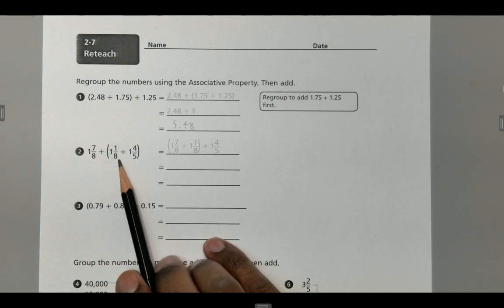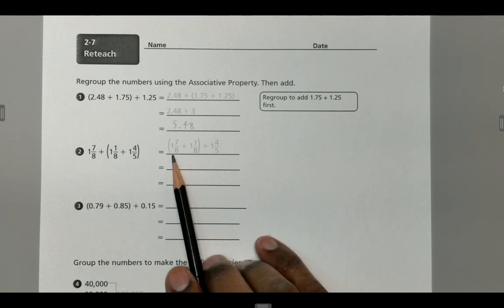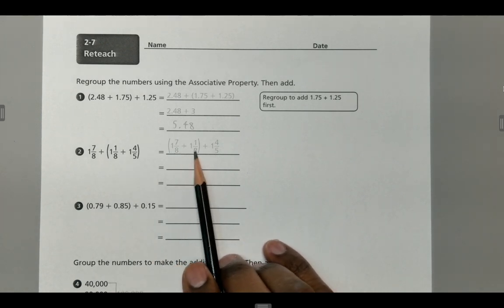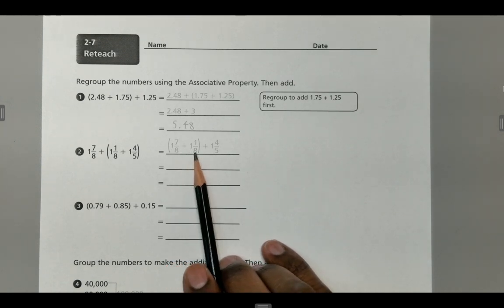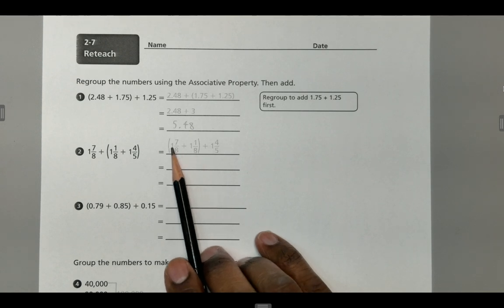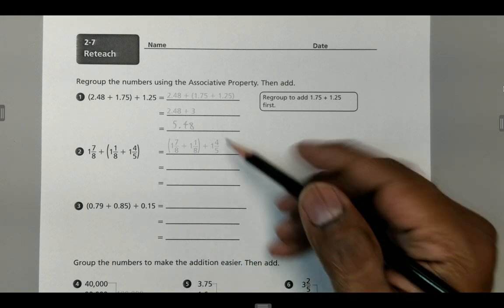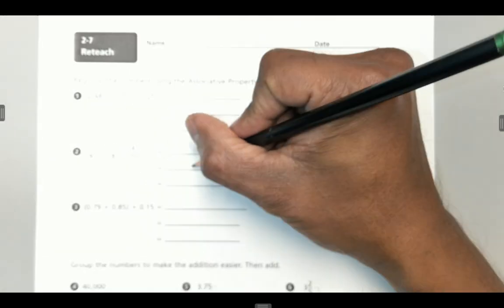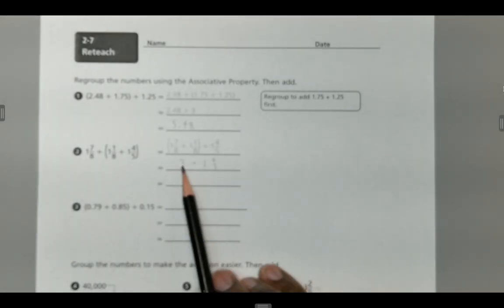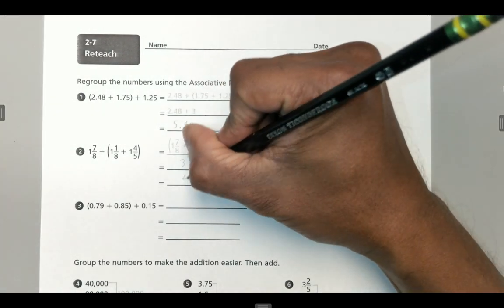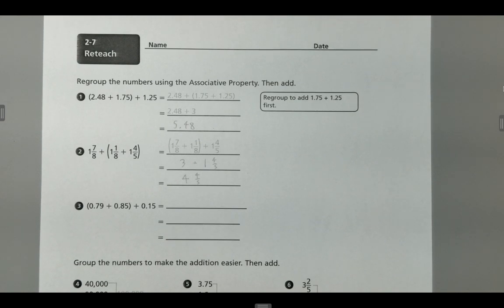surrounding these two mixed numbers with the parentheses, noticing that they have the same denominator, 1 and 7/8 plus 1 and 1/8. Add my whole numbers first. 1 and 1 is 2. Add my fractions next. 7/8 plus 1/8 is 8/8 or a whole. So 1 and 1 is 2 plus 8/8 makes 3. Plus 1 and 4/5. Add my whole numbers together and tack on the fraction at the end, 4 and 4/5.